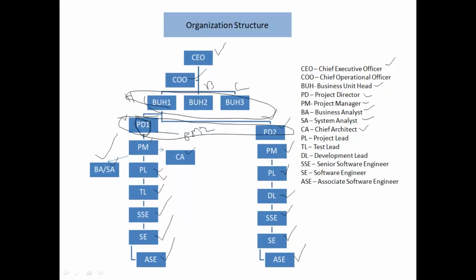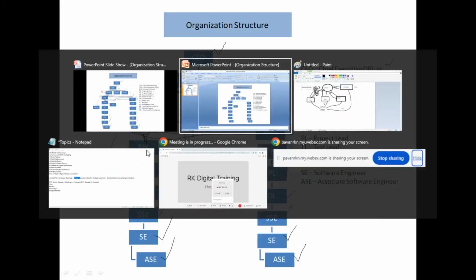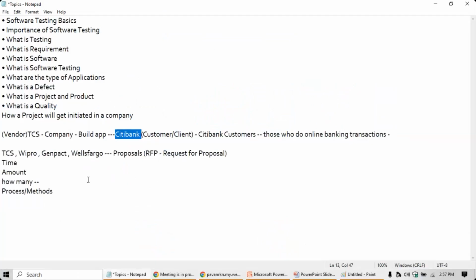Before he starts, he will set up a team with a project manager, and once he identifies the right project manager, he will ask the project manager to create one document. That document we call the PIN document. PIN stands for project initiation note.